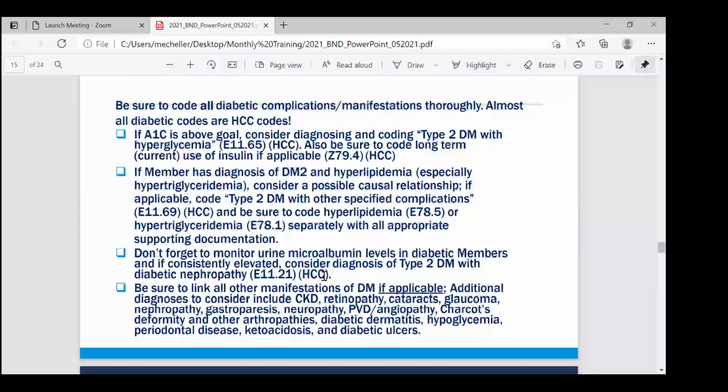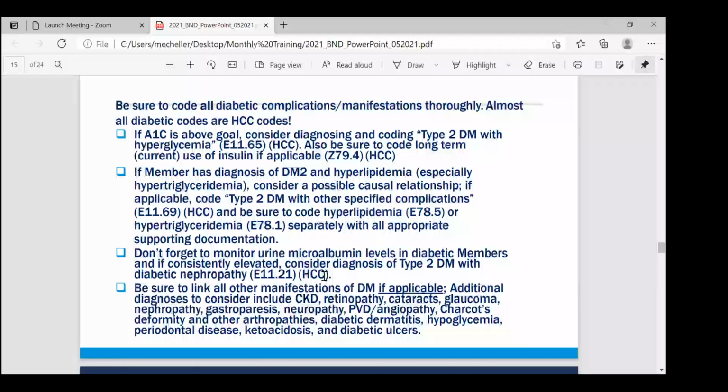As a reminder, we don't want to forget to monitor our urine microalbumin levels in the diabetic members. And as most of you know, we are looking for not only the hemoglobin A1C test to be generated for your diabetics, but also running the microalbumin, since it is one of the measures that we evaluate in your STARS. So this is also important: evaluate microalbumin. And then, of course, your diagnoses for type 2 diabetes and diabetic neuropathy code to support.